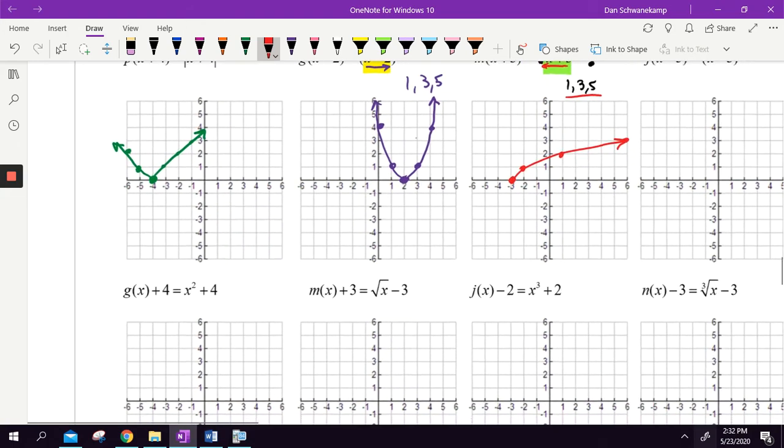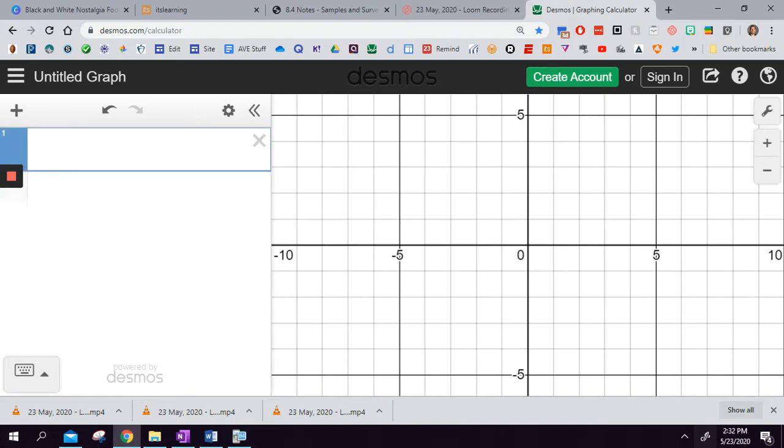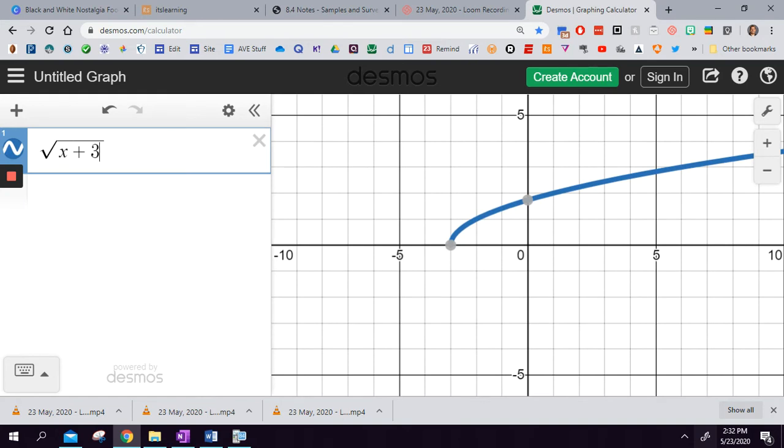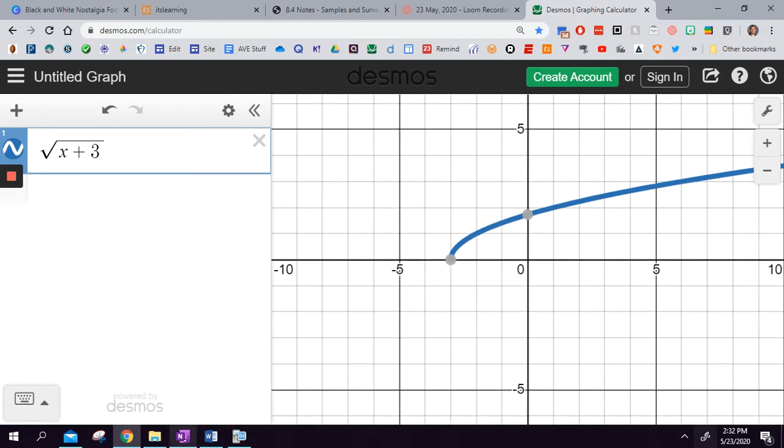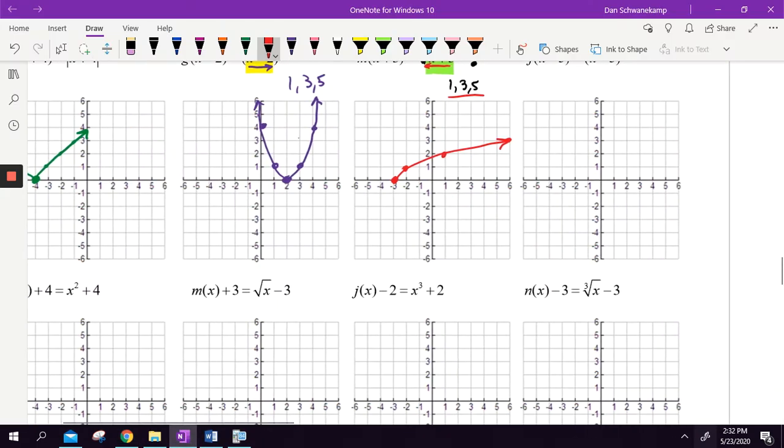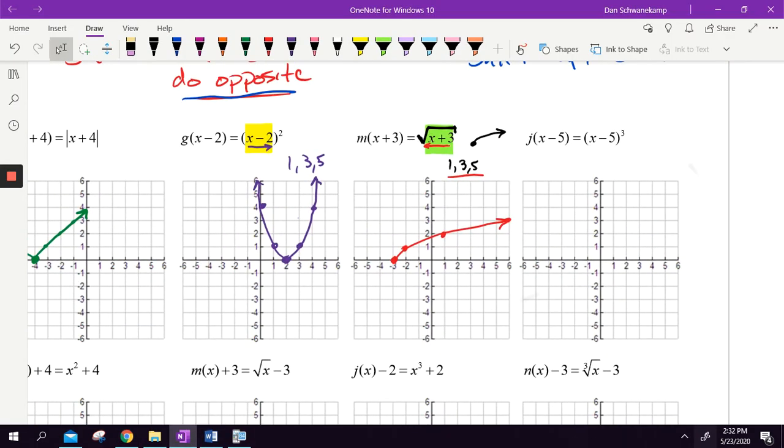And again, we could throw on Desmos and type that in. Square root of x plus 3. Yep, exactly what we just drew. Desmos is a good friend if you need some help and you want to go back and forth and just check your work. It's a good idea. Oh, I didn't realize I had another one on here. All right, let's do another one.